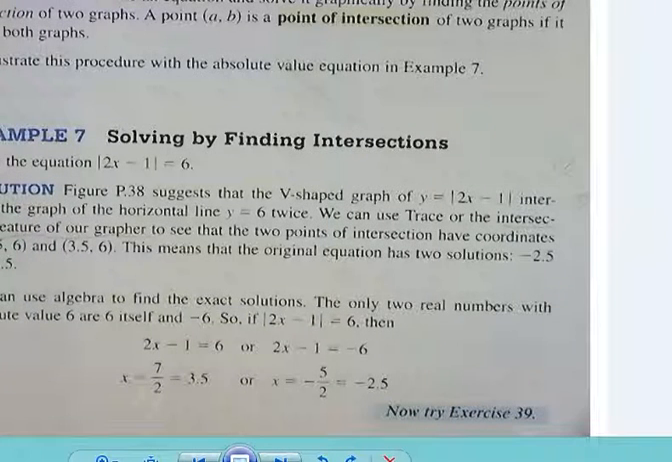Let's do example number 7, and then I'll try to knock out a couple of homework problems. All right, so for example number 7, what we want to do is solve by finding the intersections. Now this is a cool way. We've done this a couple times. We want to know when the absolute value of x minus 1 is equal to 6.